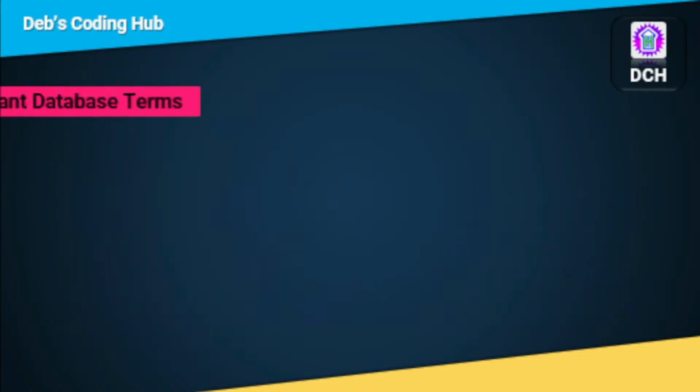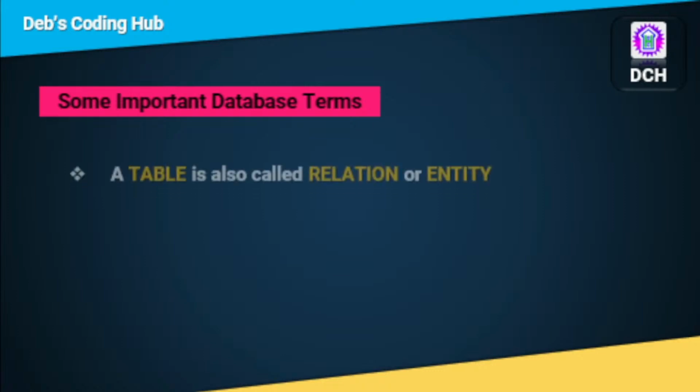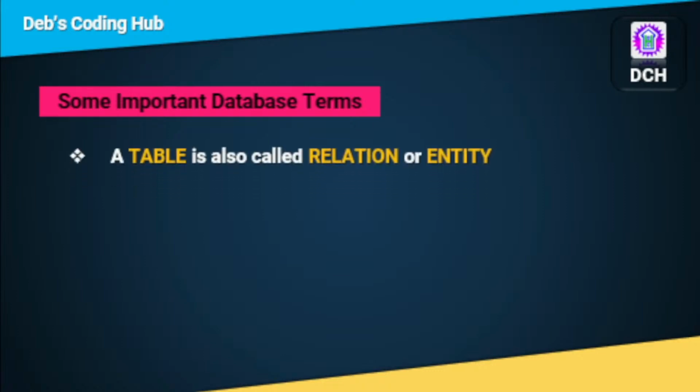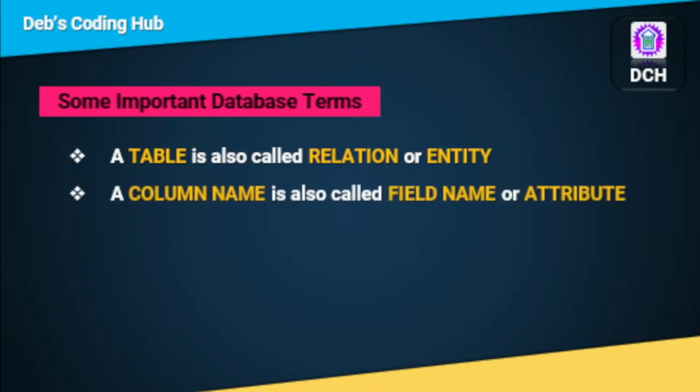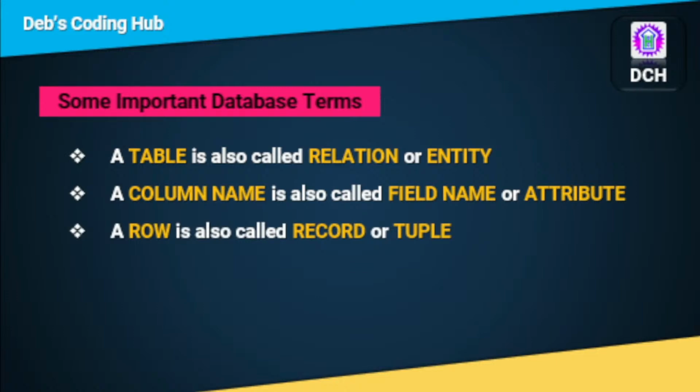Let us see some important database terms. First one is a table. A table is a rectangular grid that stores data in a database. This table is also known as relation or entity. The next one is a column. A column is a vertical line in a table and its heading is called column name or field name or attribute. So a table is made up of some attributes or field names. Then when I store one set of information by filling up all the columns or attributes in the table and I complete one row, it is also called a record or tuple.